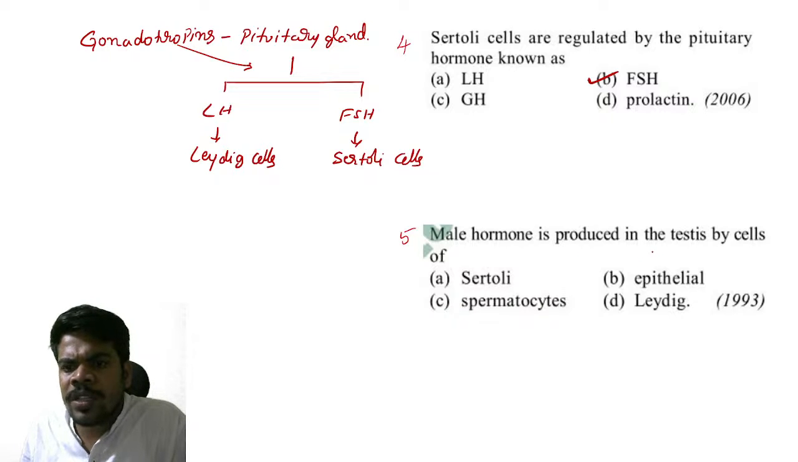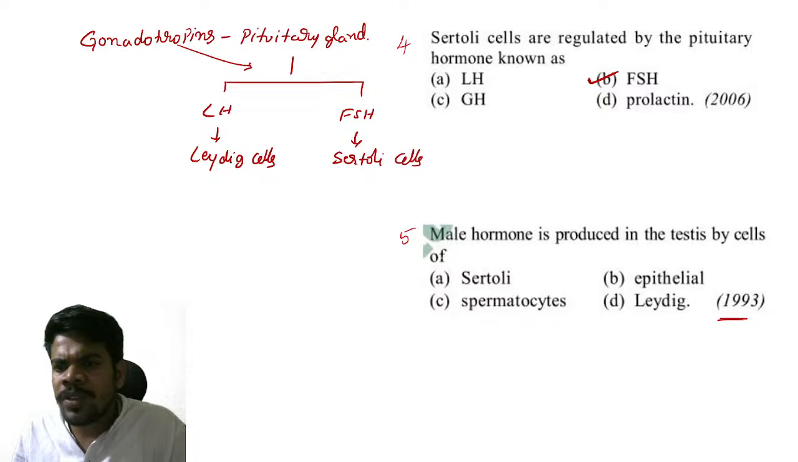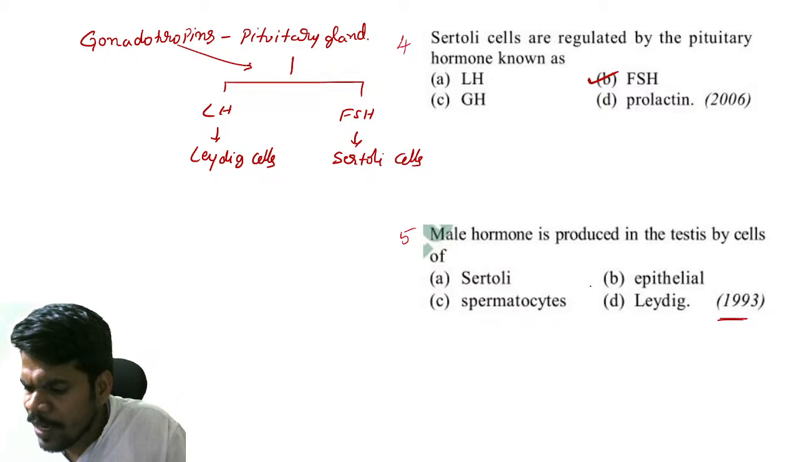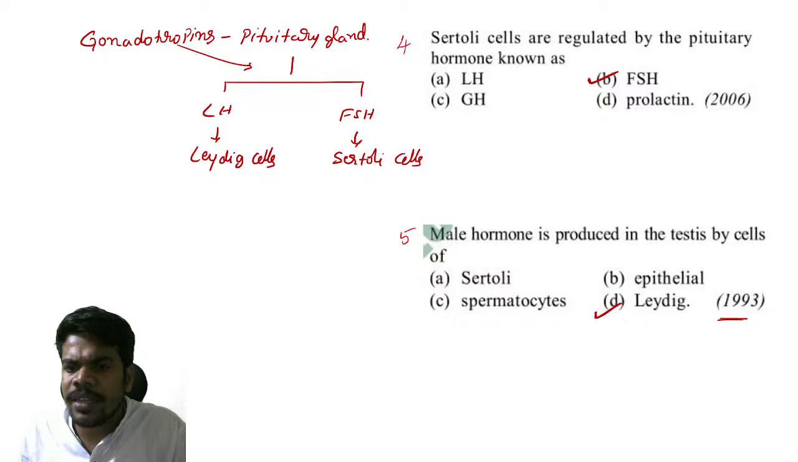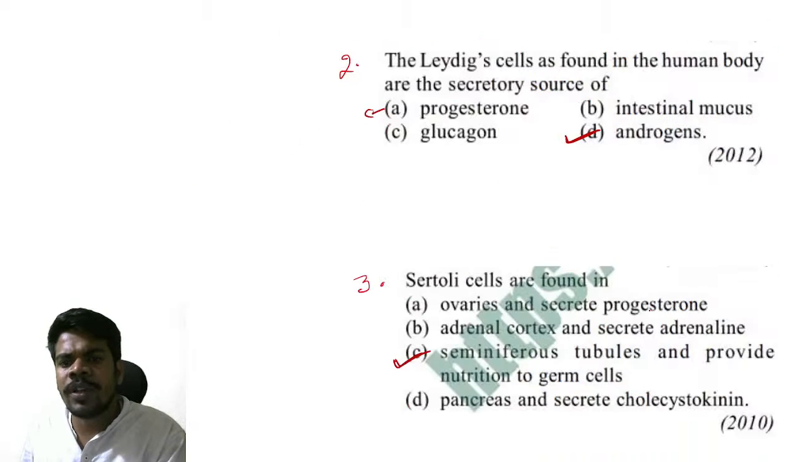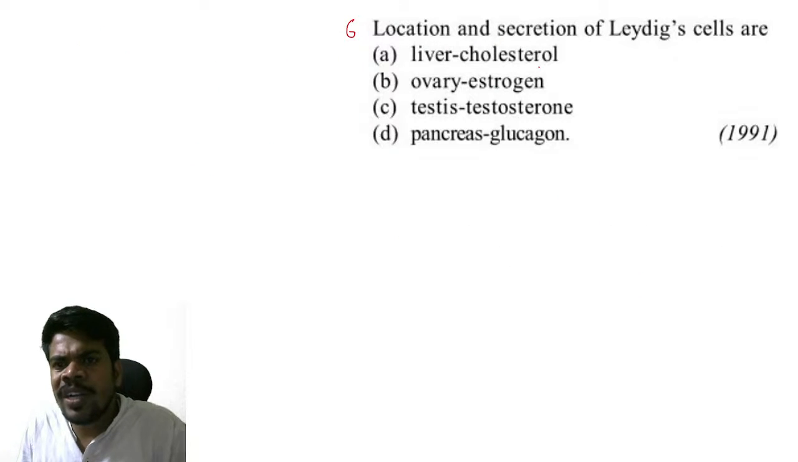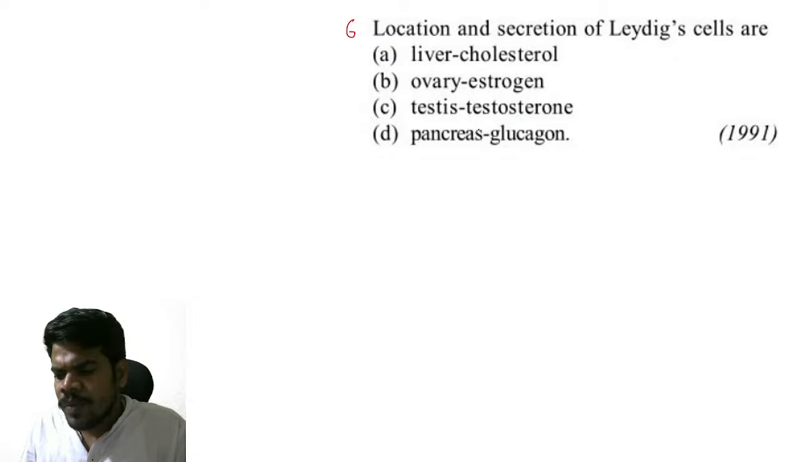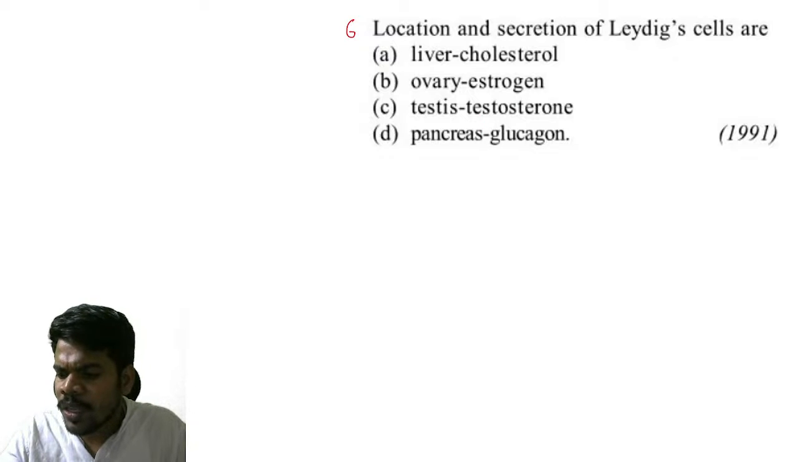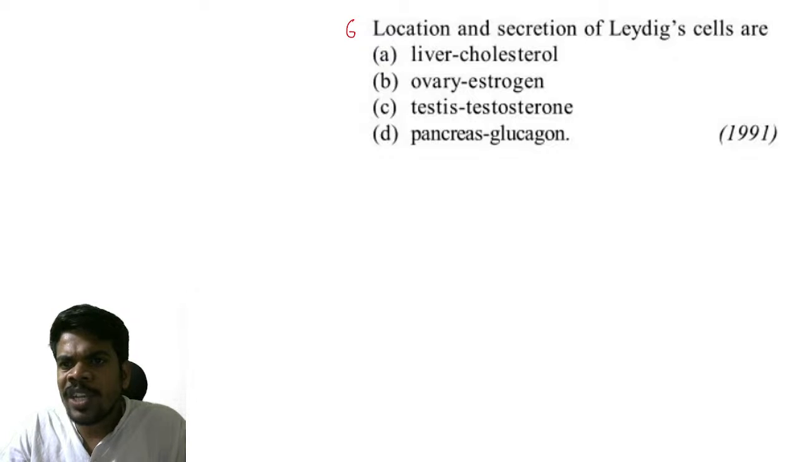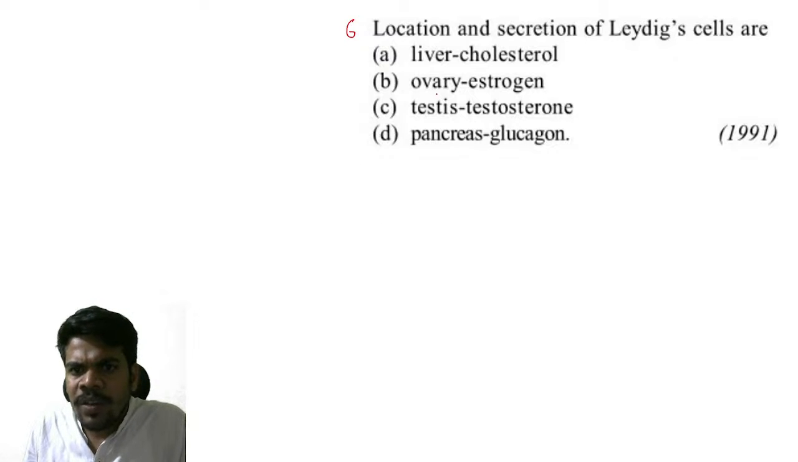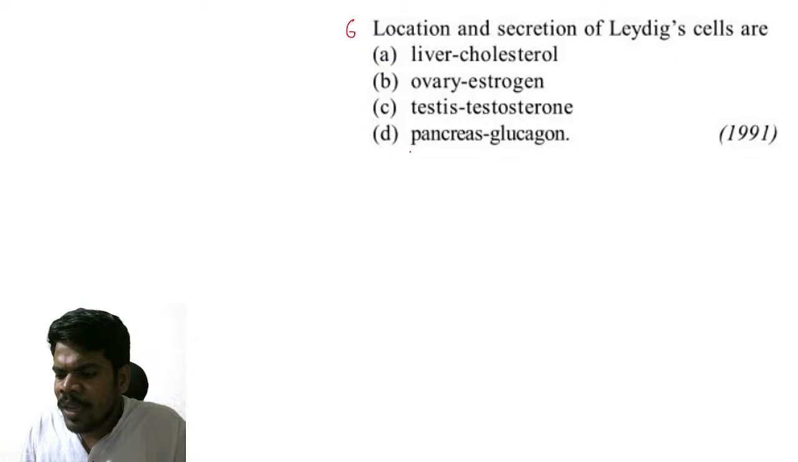Male hormone is produced in the testis by the cells of what? It is also a repeated question. Yes, very good, Varun. Leydig. Chandrakant, excellent. That is Leydig cells. So all the questions come from these lines only. Next, location and secretion of Leydig cells are: liver and cholesterol, ovary and estrogen, testis and testosterone, pancreas and glucagon. From this single paragraph, how many questions are there? You can observe.